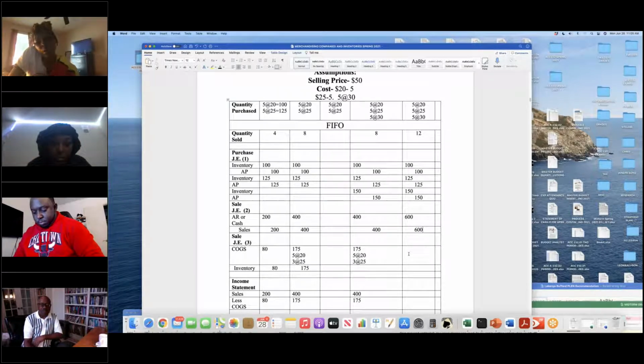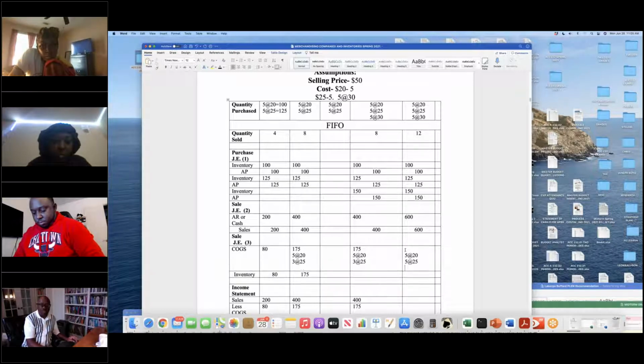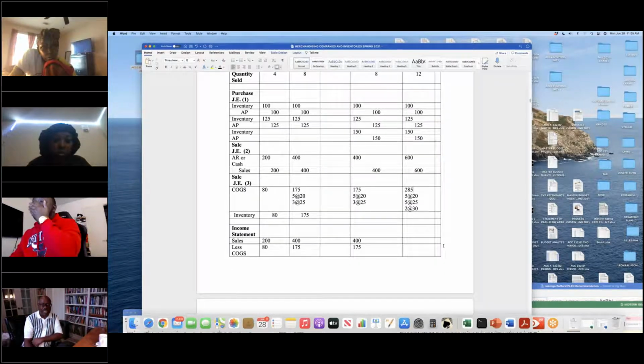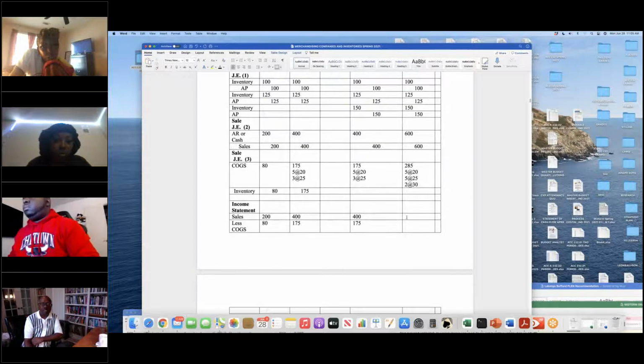What's our cost of goods sold going to be? That's 5 at 20? At 25. And 2 at 30? Yes. Well, 5 at 25 and 2 at 30 is how much? $285. Yes.